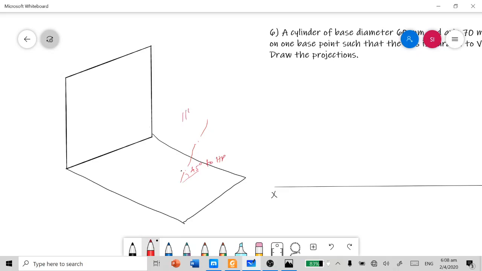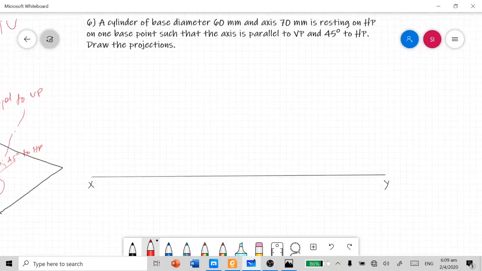and parallel to VP. So in order to see the base view of the solid, we need to make the axis perpendicular to HP. It's very easy to make the axis perpendicular to HP instead of making it perpendicular to VP. So for our convenience, we are making the axis perpendicular to HP. In this condition, automatically the base view circle of the solid will be obtained in the top view. So let's start the problem from the top view by drawing the base view of the solid circle.